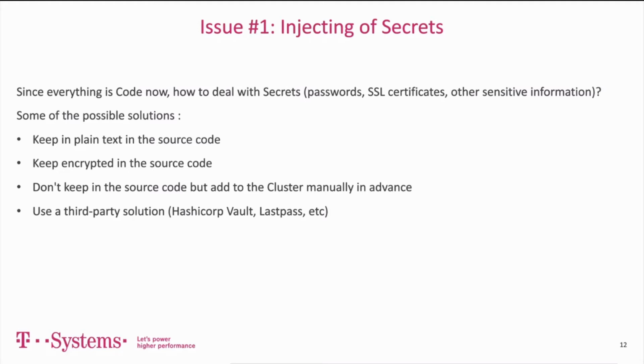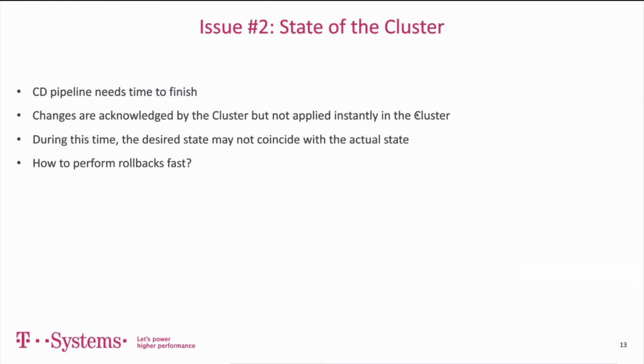So when you deploy something, you put a secret in this software, then you push your code, and then GitOps will pull your Docker image, pull a new secret from this tool, connect them together, and then you have everything in your Kubernetes cluster. The second issue is the state of the cluster.